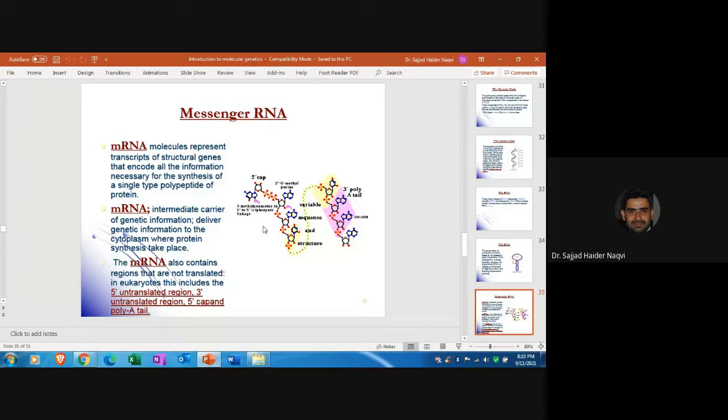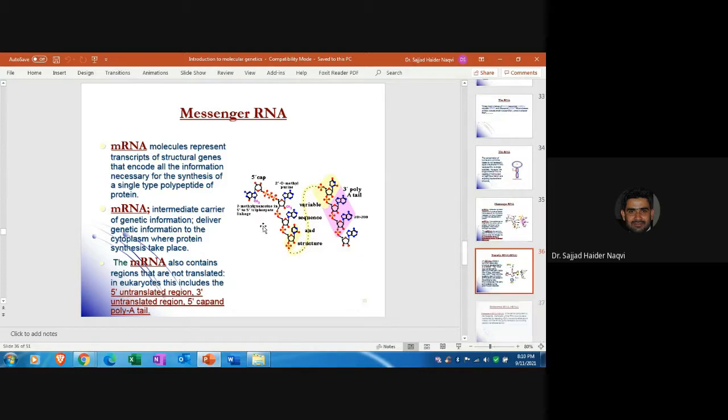They have a 5' region and a 3' region. The 5' is the untranslated region and the 3' is also an untranslated region. So they have a typical structure: they have a cap on the 5' end and they have a small tail of adenine at the 3' end.